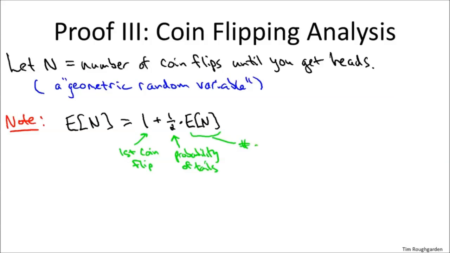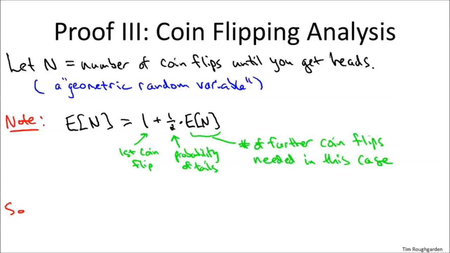So now we have a trivial equation in terms of the unknown expected value of N, and the unique solution, the unique value that the expected value of capital N could have in light of this equation, is 2. So on average, if you flip a fair coin and stop when you get heads, you're going to see 2 coin flips on average.